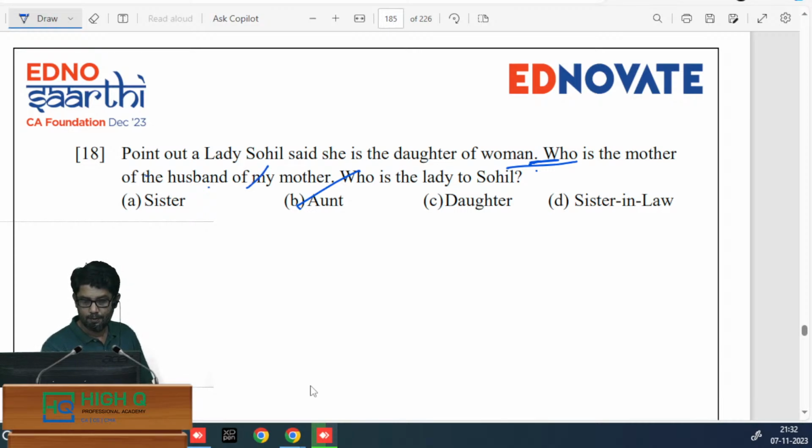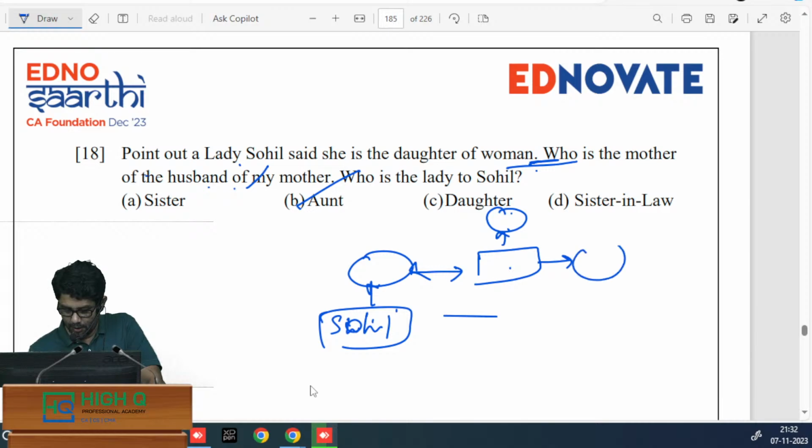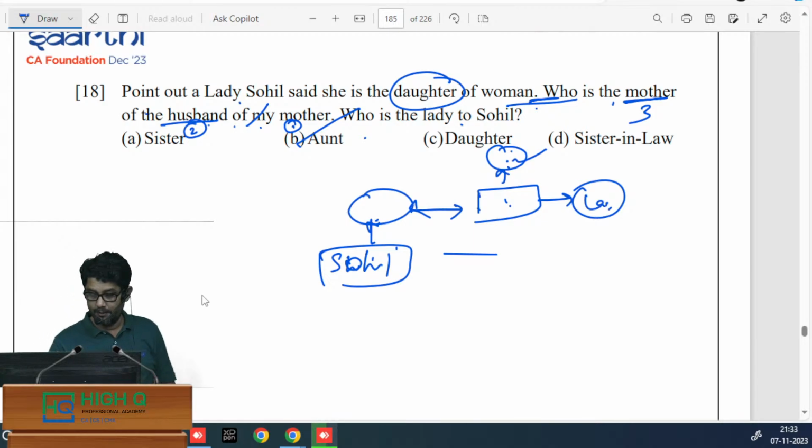My, Sohail. Sohail has got a mother. Now, who is the mother of the husband of my mother? Sohail's mother has got a husband, a mother. Sohail said she is the daughter. That means there is a daughter. Fine. Who is the lady to Sohail? Of course, aunt. What I'm telling is my first mother, husband. Whose husband? That mother's husband. Next again mother. That husband has got a mother. Then daughter. That mother has got a daughter. I think this is our lady. So that's it. Direct answer.